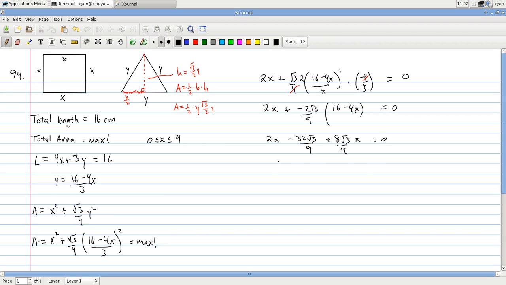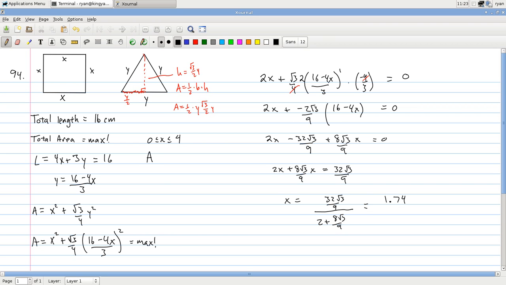Now we want to move all the x's to the same side of the equation and all of the non-x's to the other side. So we're going to move this negative 32 radical 3 over 9 to the other side of the equation. So 32 radical 3 over 9. On the left-hand side, we can factor out an x and then divide to get the x by itself. So 32 radical 3 over 9 over 2 plus 8 radical 3 over 9. This looks like a real mess, so let's get a decimal answer for this. This is approximately 1.74.